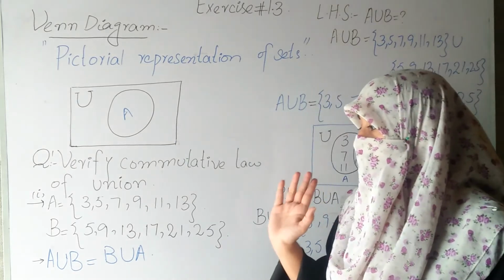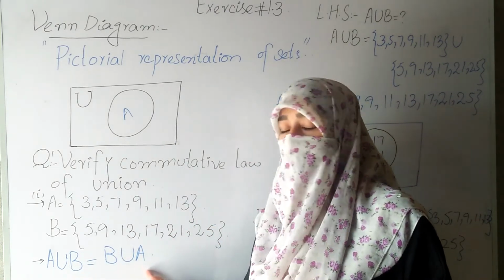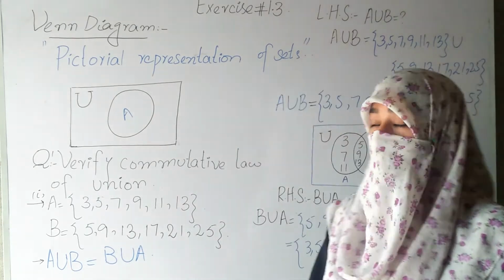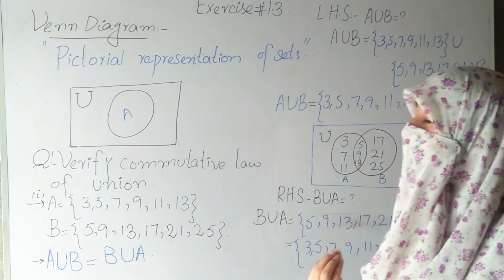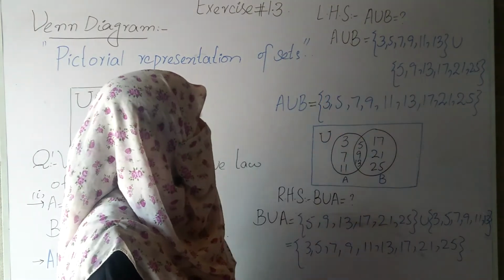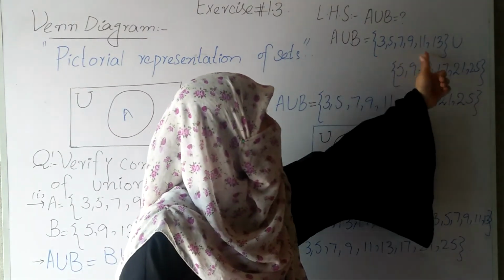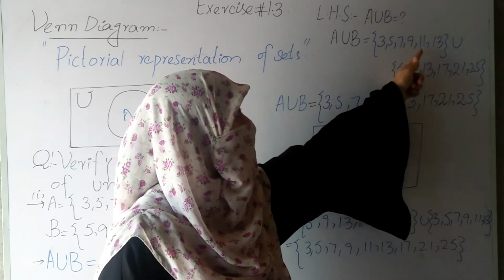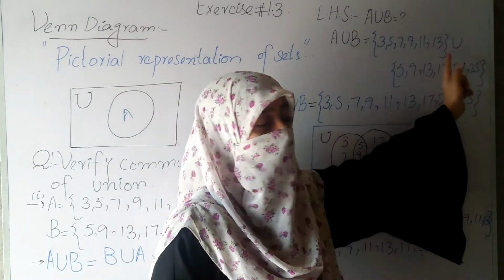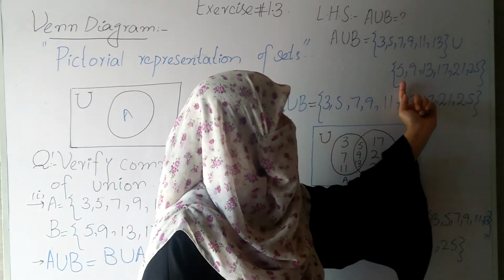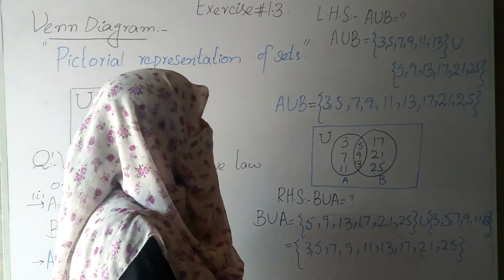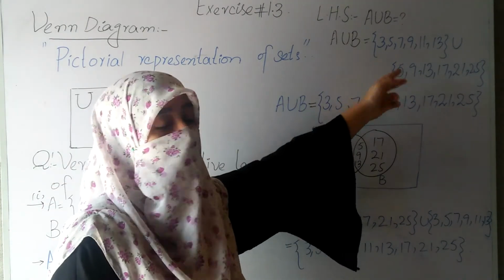First, if A union B is equal to B union A, then we first verify the left hand side. So for proving the left hand side, which is A union B, we write A union B. First write set A, which is 3, 5, 7, 9, 11 and 13. Then in the center union, then set B, which is 5, 9, 13, 17, 21 and 25. So we apply here the operation union.